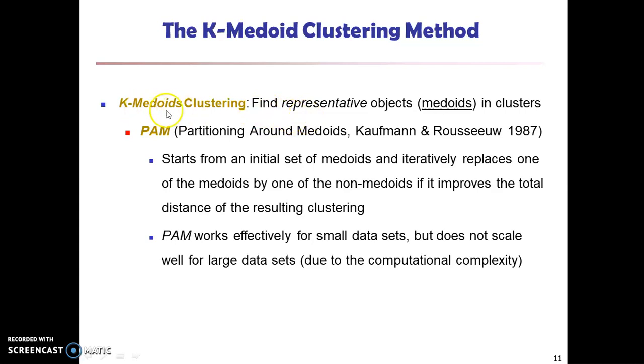K-Medoid clustering is to find representative objects, medoids, in clusters, as we already discussed. We start from an initial set of medoids and iteratively replace one of the medoids by one of the non-medoids if it improves the total distance of the resulting clustering. And PAM works effectively for small data sets but does not scale well to large data sets.